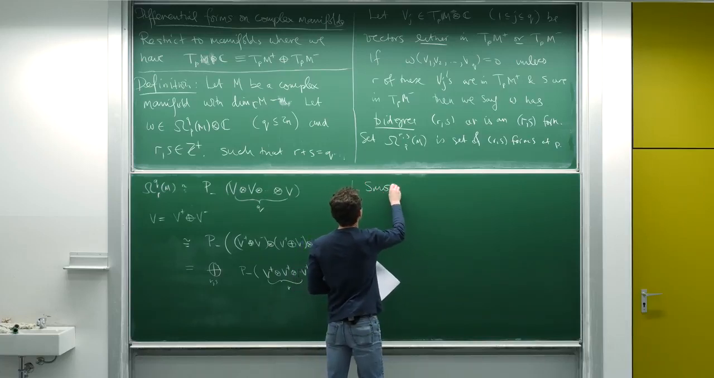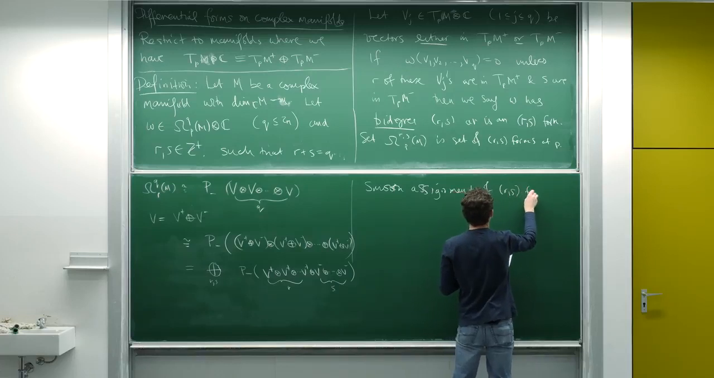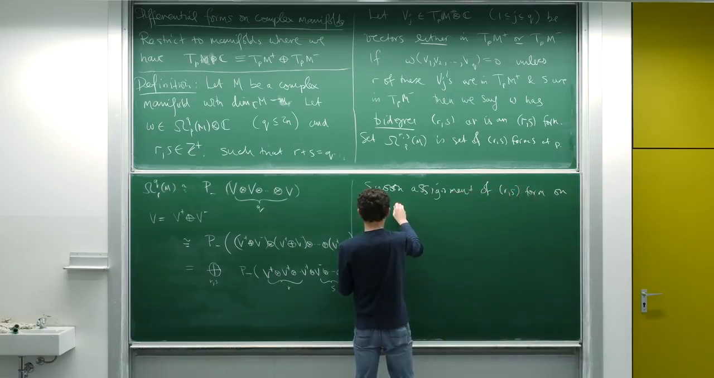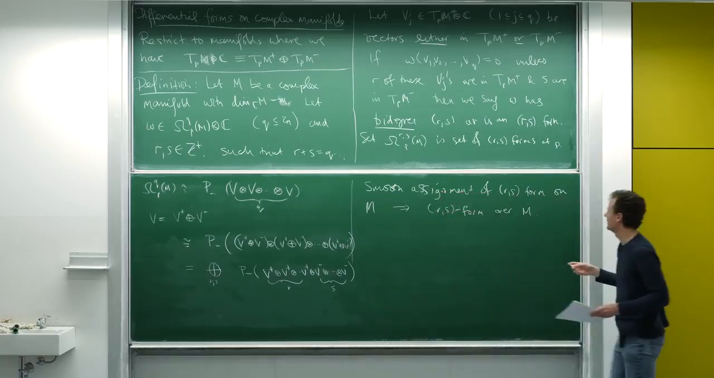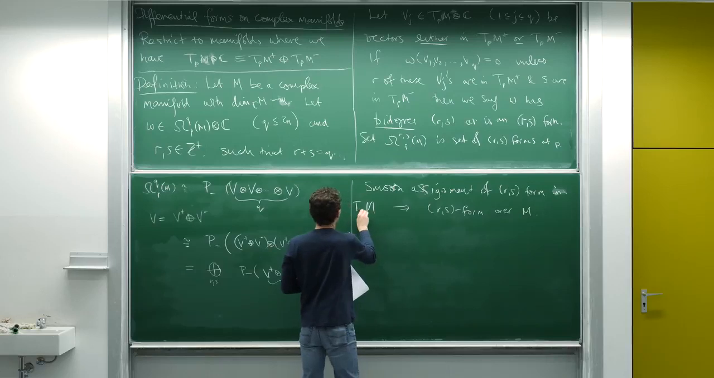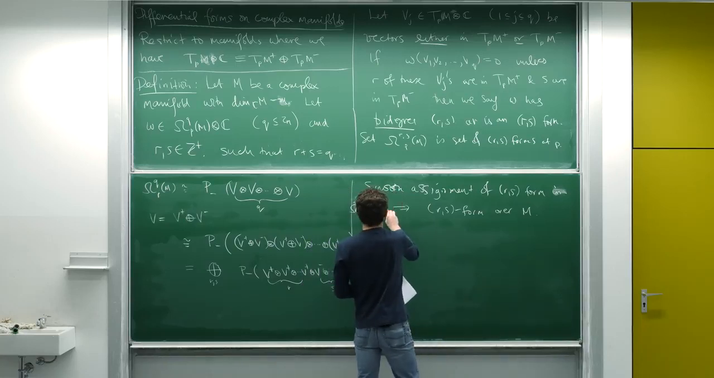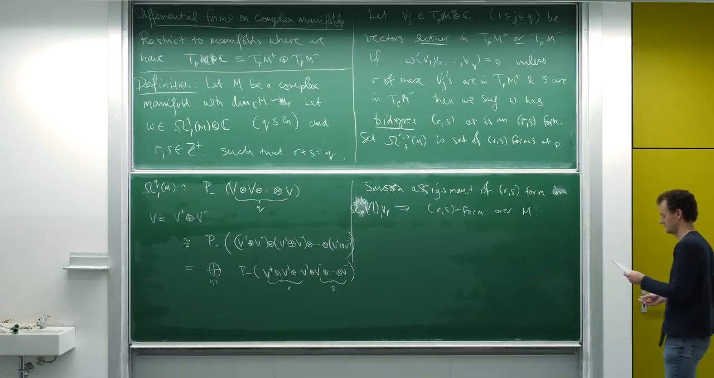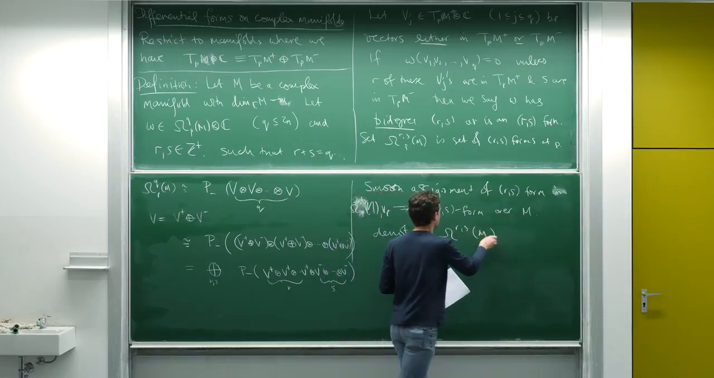Okay, if you have a smooth assignment of an RS form at T P M for all P, sorry, it's omega Q R S P for all P, then we call that an RS form over M. And we denote it just omega R S M.